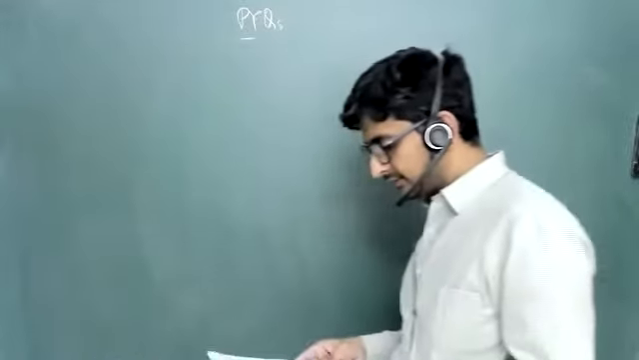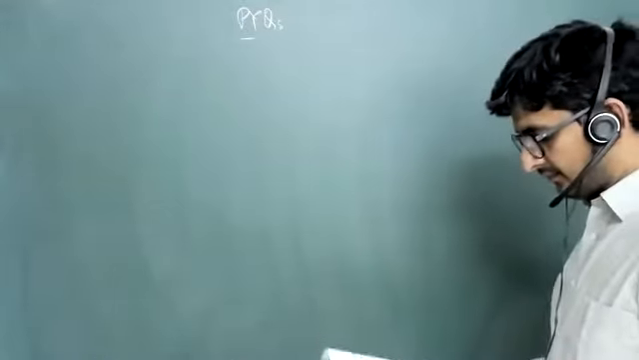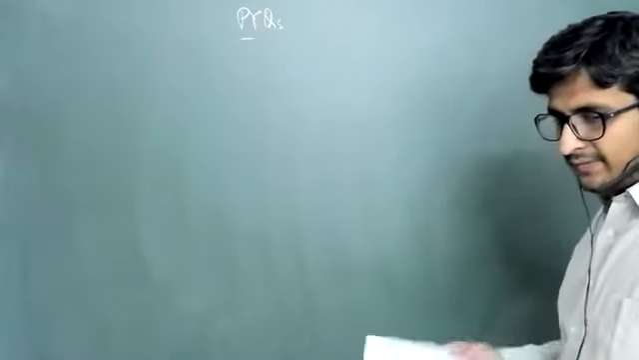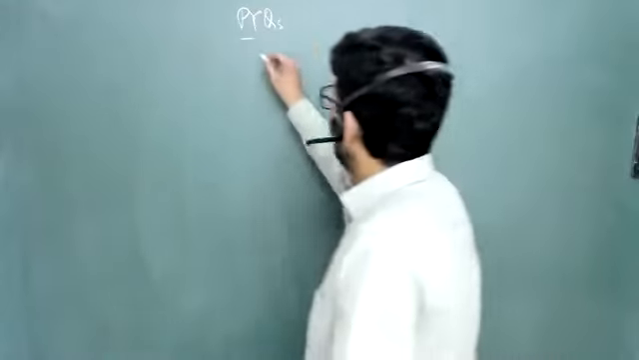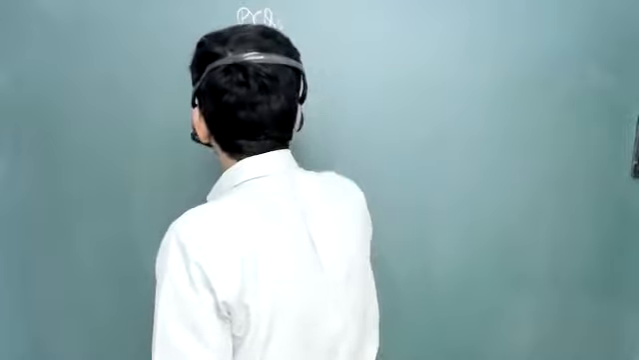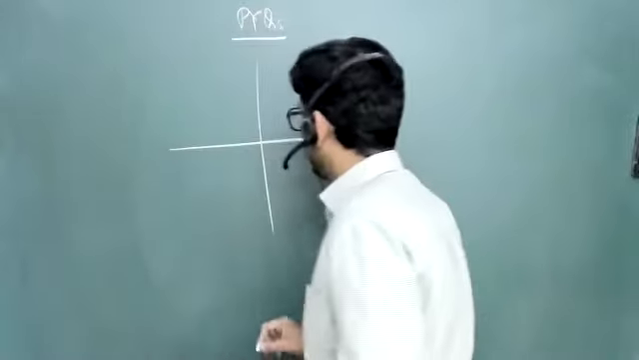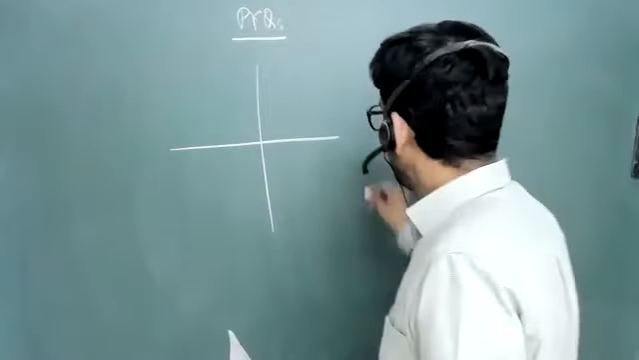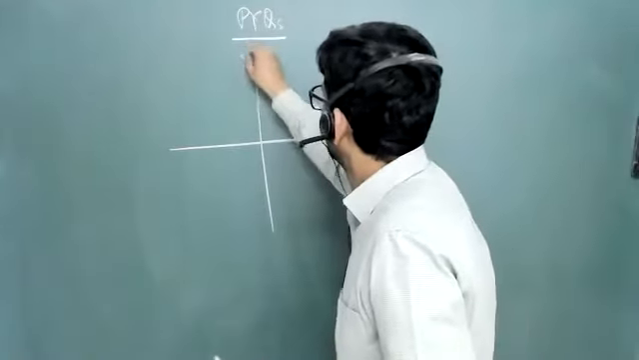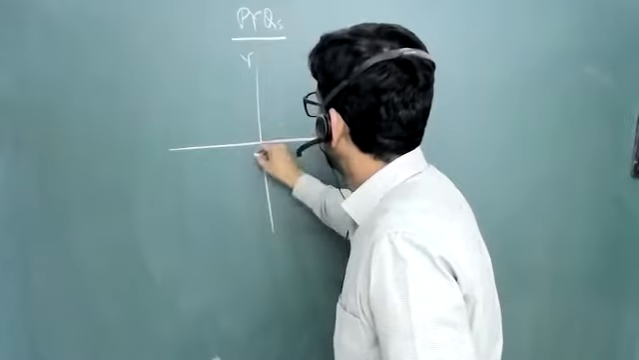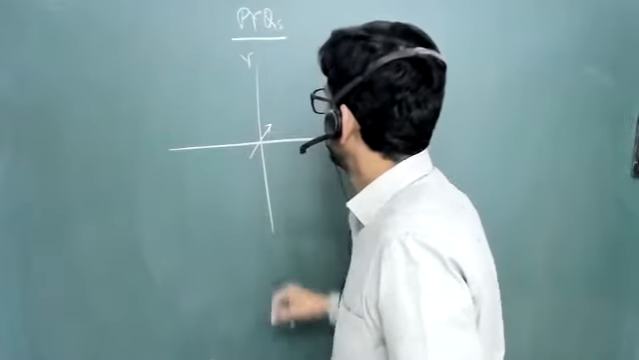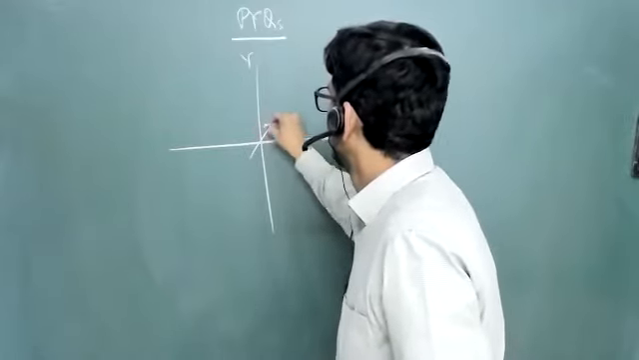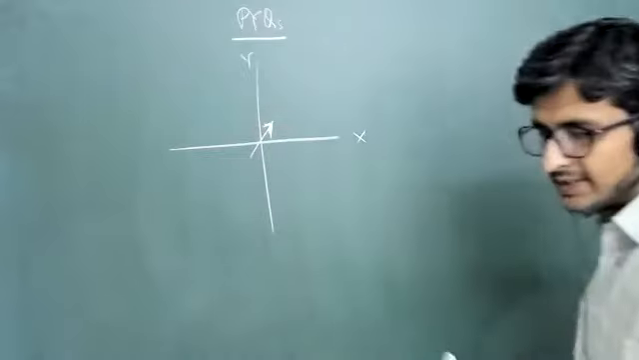Next one is, you have been given a dipole. A dipole is kept at the origin in the xy plane. Okay, this is the xy plane. This is some dipole, placed like this. This is a magnetic dipole, placed like this.